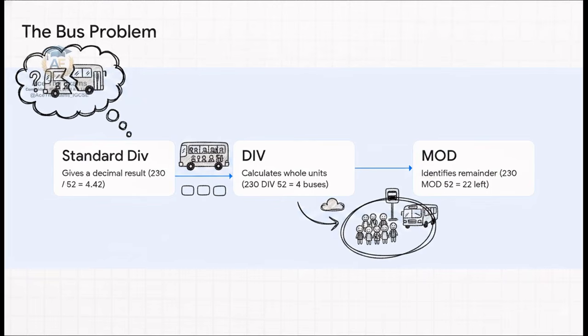Imagine you've got 230 students, and each bus holds exactly 52 seats. Standard division gives you 4.42 buses. But you obviously can't order 0.42 of a bus, right? So this is exactly where div comes in. 230 div 52 gives you exactly 4 whole buses. Easy. But what about the kids left behind? That's where mod steps in. 230 mod 52 identifies the remainder, telling us precisely that 22 students are left over and still need a ride. So remember, div is for whole units, and mod is for the remainder.